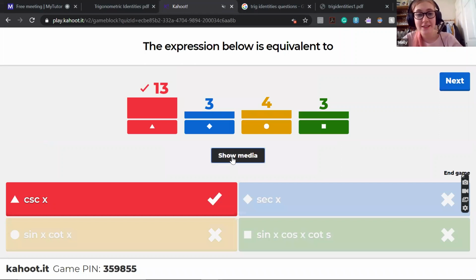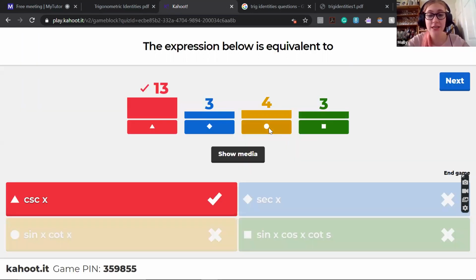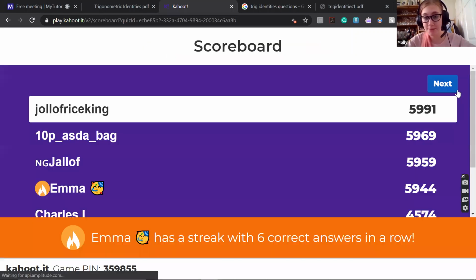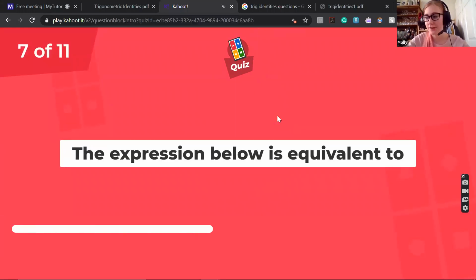Brilliant, lots of people got it, that's fantastic. So the reason is we've got an identity that just tells us that sine squared plus cos squared is 1. So this is 1 over sine x, which by definition is cos x. So all that is looking at the cheat sheet and literally just blindly applying stuff. Okay, let's have a look at the next one.